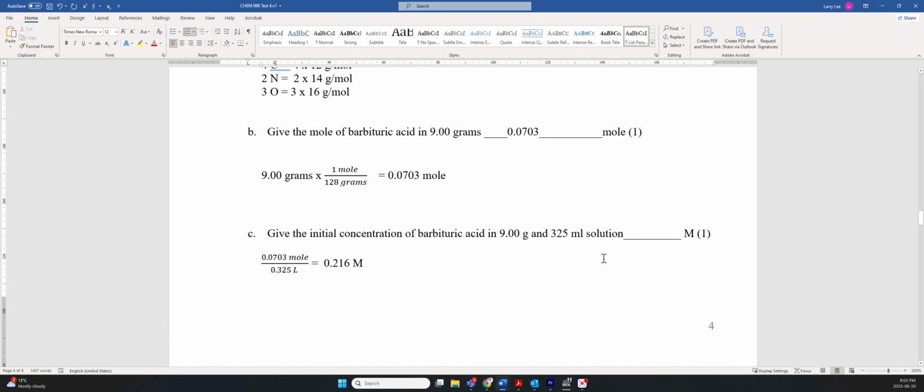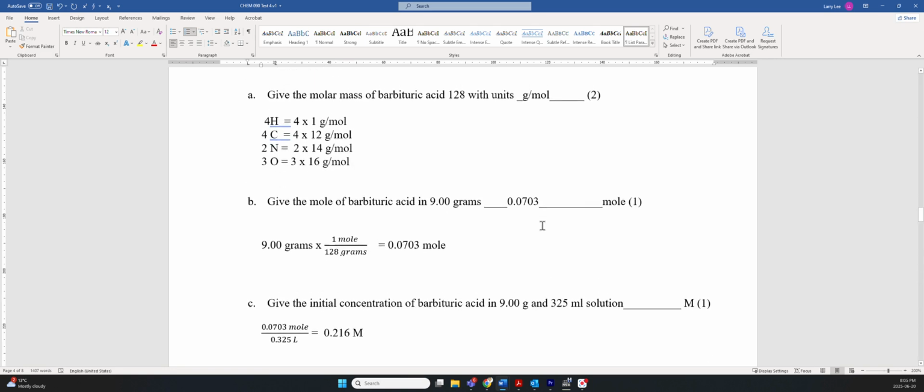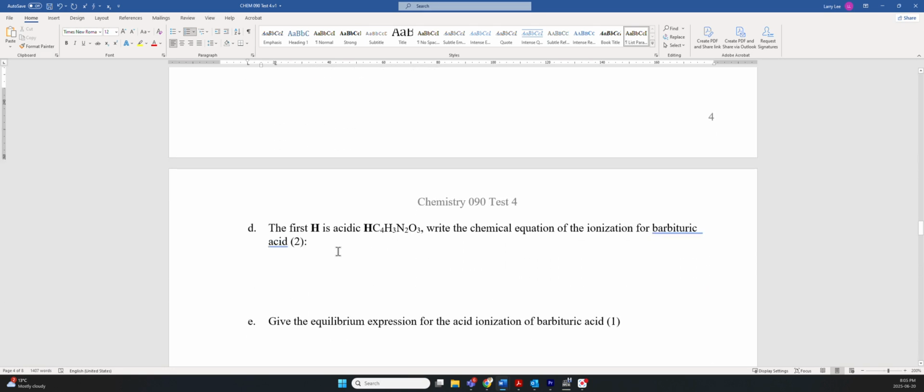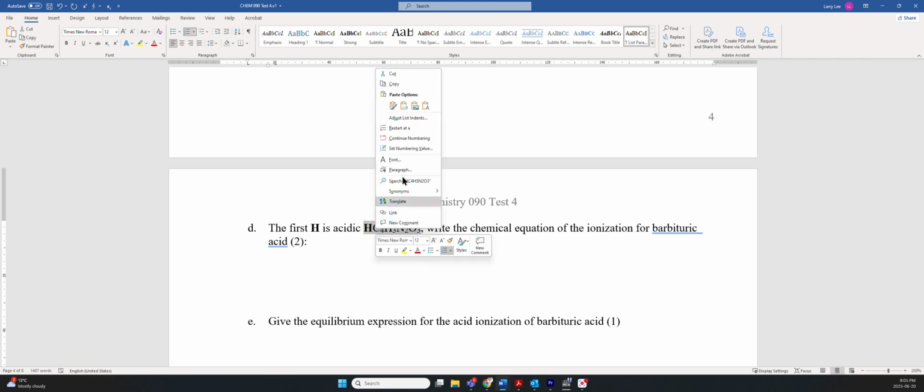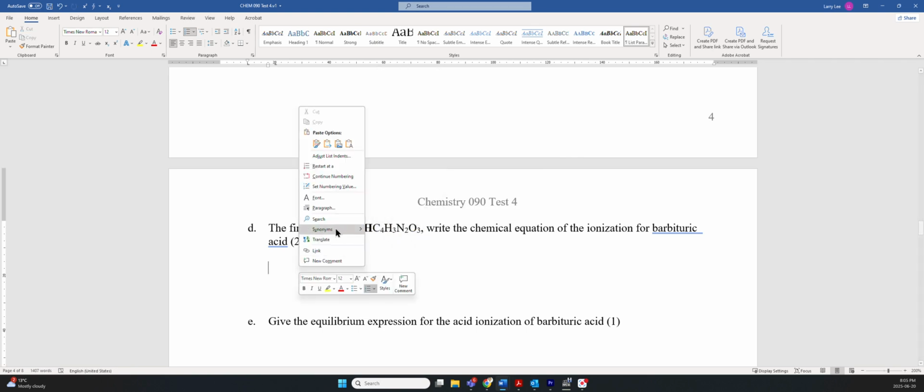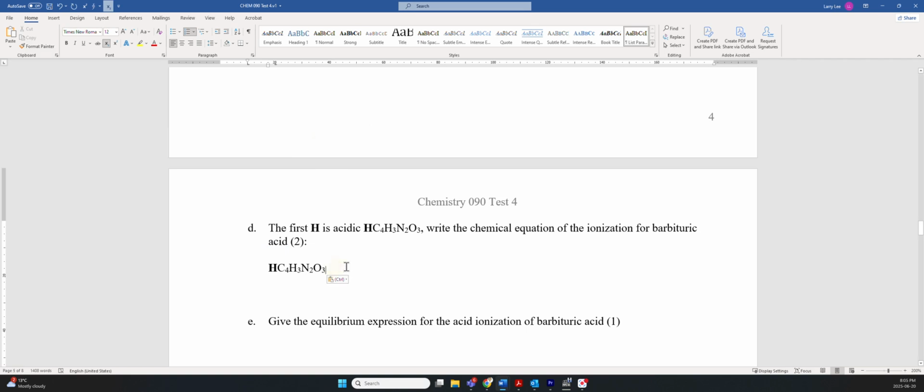The next one says the first H is acidic. Write the chemical equation of the ionization. This should be easy. So I copy this, paste it right here. You could put aq, since this is in solution, and then an equilibrium arrow.